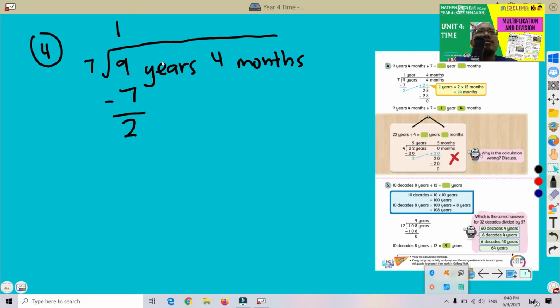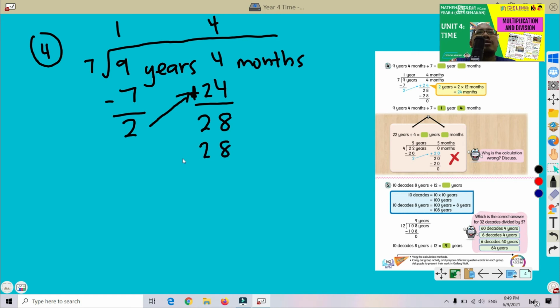So, we have to convert 2 years into months. So, 2 multiply by 12, we get 24. Okay, we have to transfer this 2 years equal to 24 months. We have to transfer here. Okay, so 4 plus 24, we will get 28. Okay, now 28 months, we have to divide by 7, we will get 4. 4 times 7, we get 28, minus, we got 0.